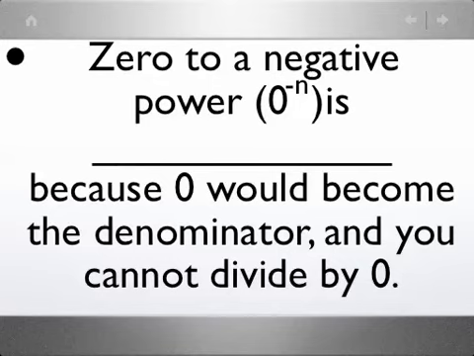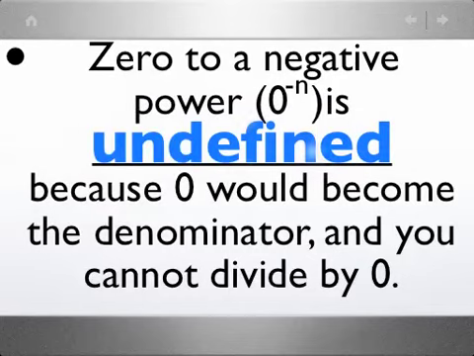Again, there's an exception for 0. 0 to a negative power, or 0 to the negative n, is also undefined because 0 would become the denominator, and you cannot divide by 0. When you try to divide by 0, your answer is undefined. It's not always true; it's only true for 0 and negative exponents. When 0 is your base, it's going to be undefined. But if you had 0 cubed, that means 0 times 0 times 0, which is just 0. So 0 to a power is not always undefined. 0 to a power is undefined when your power is 0 or when your power is negative.